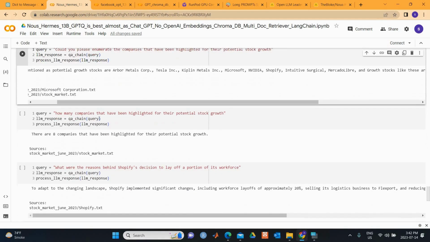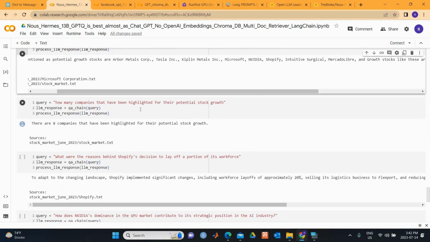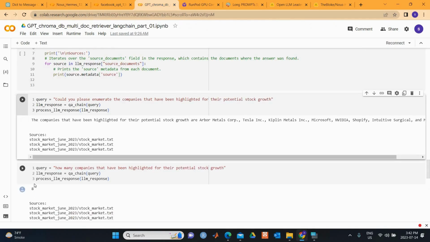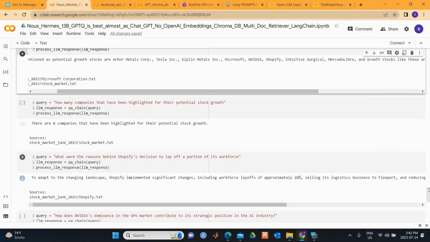Okay, and the next question is, how many companies have been highlighted for their potential stock growth? So the answer is there are 8 companies that have been highlighted for their potential stock growth. So yes, the answer is very similar, but the GPT 3.5 answer is only 8. Very short answer. That's fine.